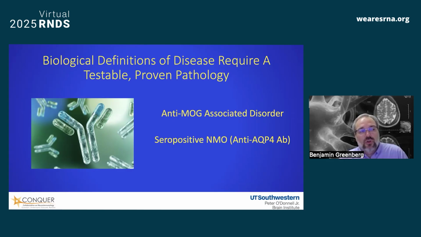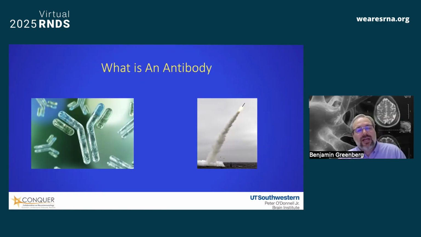So let me divert for a moment and just give you a little bit of background about what an antibody is. An antibody is a protein that is produced by your immune system to fight infections. On the right hand of the screen, I have an image of a cruise missile being launched from a submarine. What do these two things have in common? An antibody is the most sophisticated, smart cruise missile ever created.